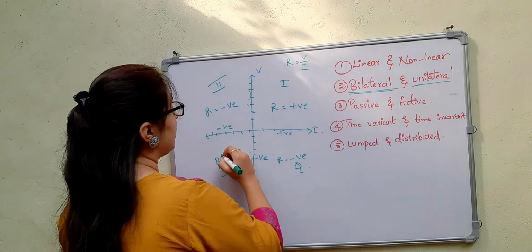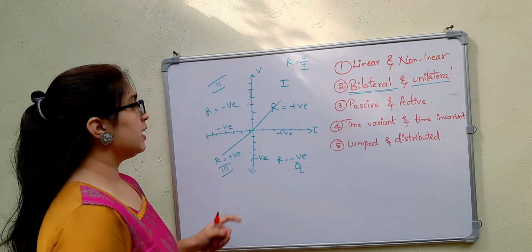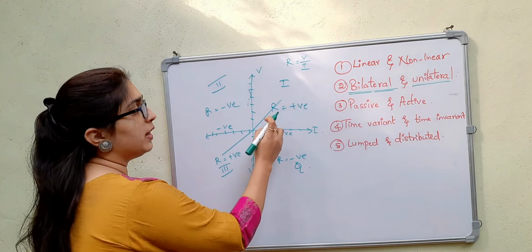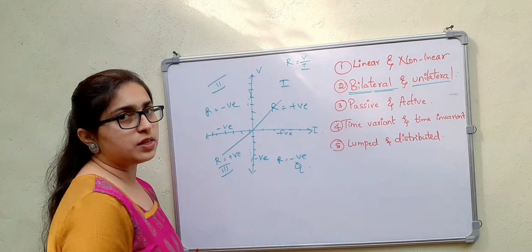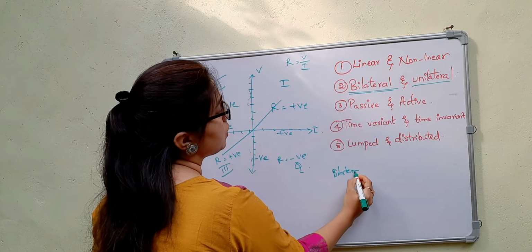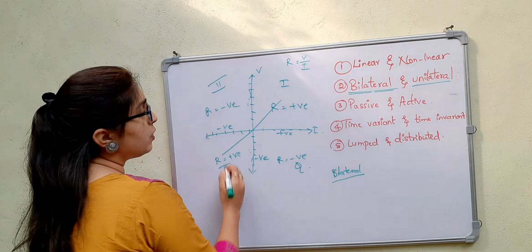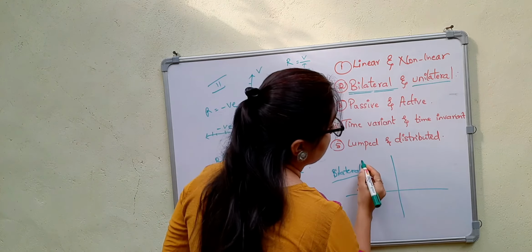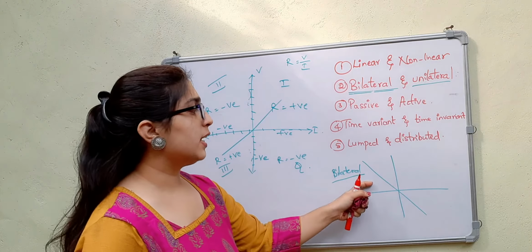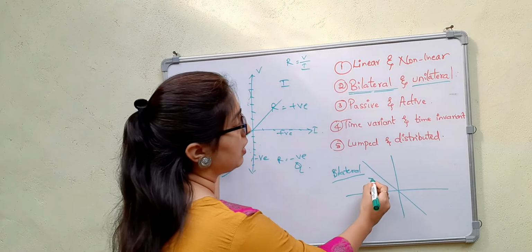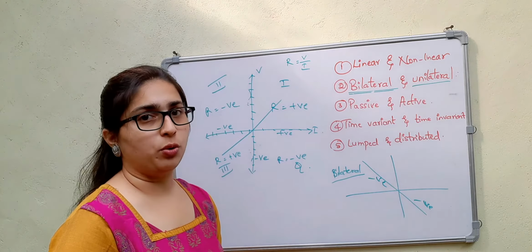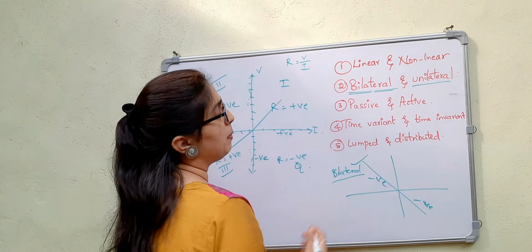So if you have a characteristic which is passing here, see, in this third quadrant it is positive, in the first quadrant also it is positive. That means the resistance is positive throughout, right? So this can be called bilateral, and it is also symmetric about the origin. If I consider another line like this, it is passing through the second and the fourth quadrant. In the second quadrant we have resistance negative, and here also we have negative. That means resistance is negative throughout. So this can also be called bilateral.